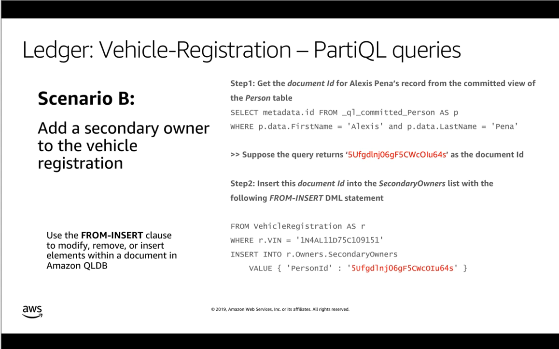Step 2 would involve inserting this document ID, corresponding to Alexis Pena's document, into the secondary owners list. We have applied an extension to PartiQL, which makes it very convenient to modify, remove, or insert elements within a document in QLDB. So for a given vehicle registration document, as found from the where clause, where it corresponds to a particular VIN value, we insert into the secondary owners attribute a structure which has only one attribute called person ID. So insert into r.owners.secondary owners the value, which is essentially a struct itself, with the attribute name and the new value that you want.